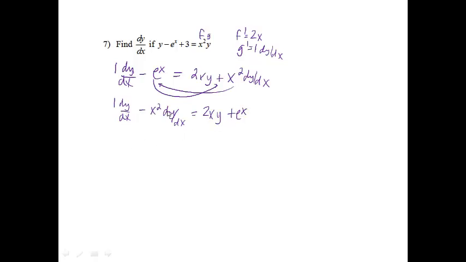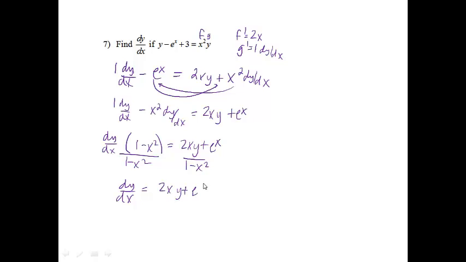Okay, the next thing that I would like to do is factor out a dy/dx, and so I'll get dy/dx times 1 minus x squared equals 2xy plus e to the x. And then to get dy/dx by itself, we'll just divide both sides by 1 minus x squared. So we'll get dy/dx is equal to 2xy plus e to the x all over 1 minus x squared.